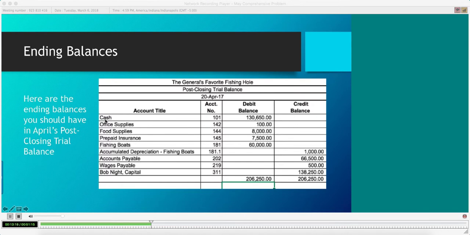I can also send you this picture via email. That way you have the balances. So this is basically your post-closing trial balance for April. This is what the amounts should be when you finish April's comprehensive problem. So would you like me to send you a copy of this picture so you have it? Okay.